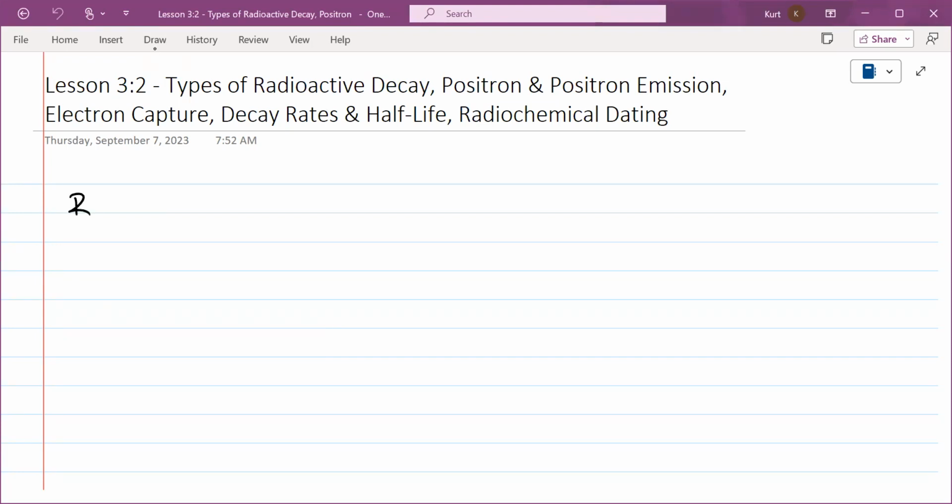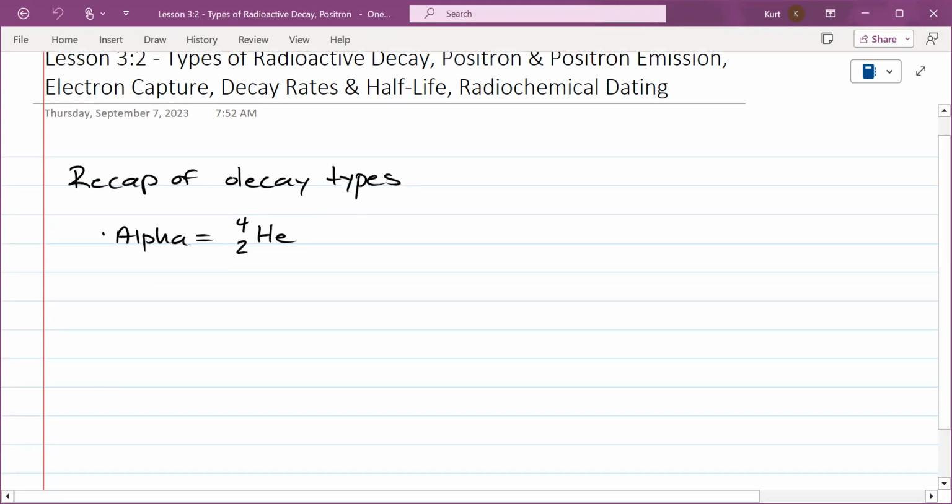I want to do a quick recap of the types of decay. Remember you have alpha, which is similar to a helium atom. So here's an example of a nuclear equation. You will see this on your worksheet.